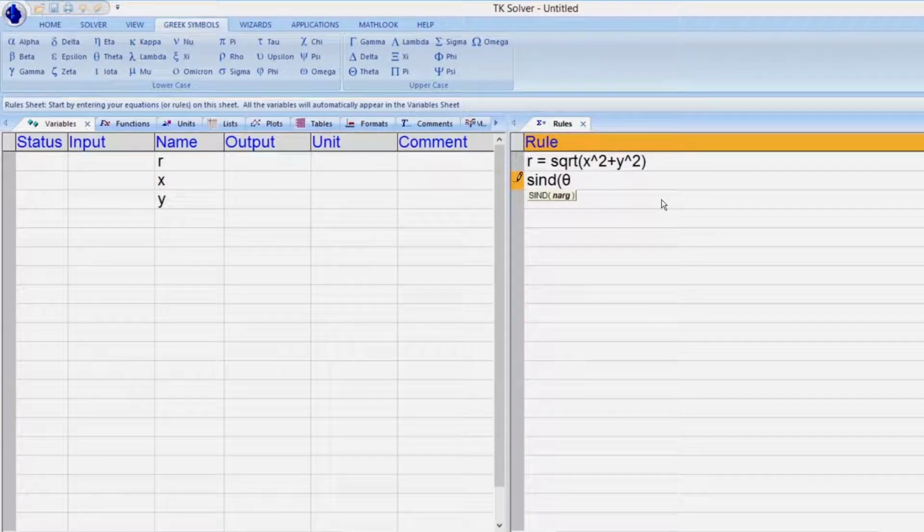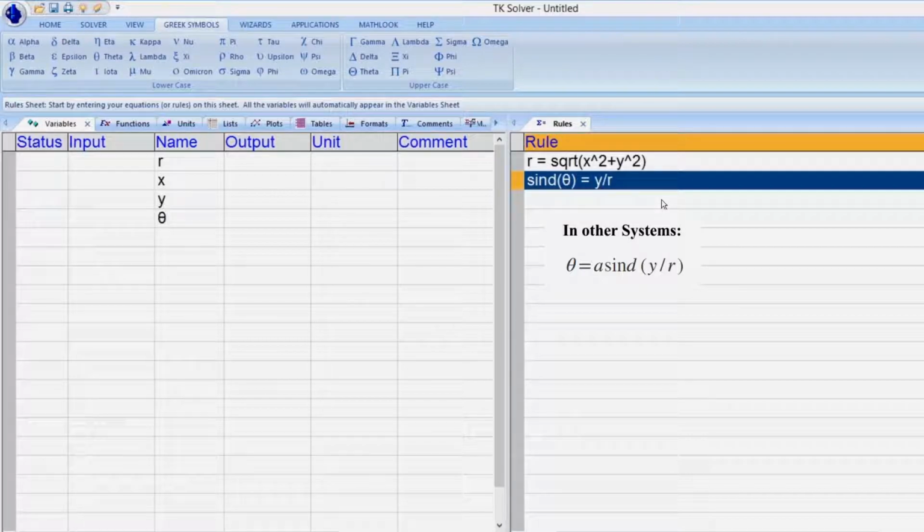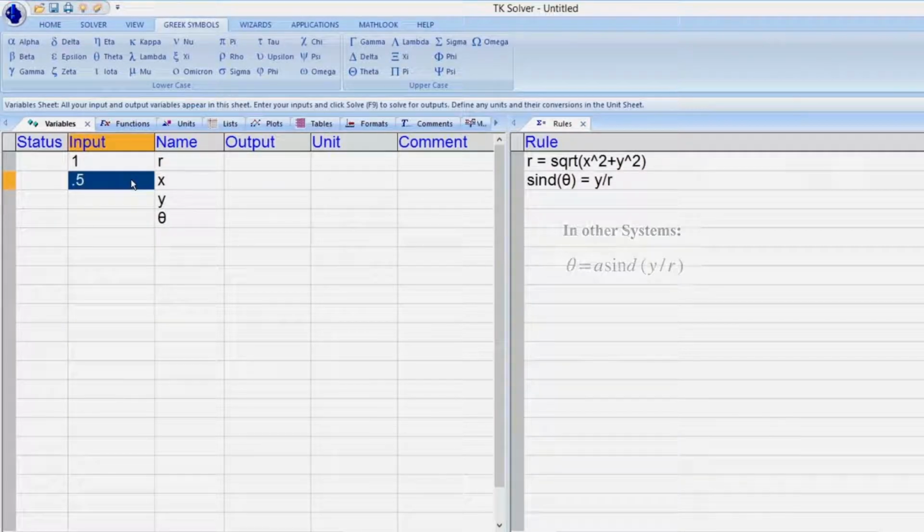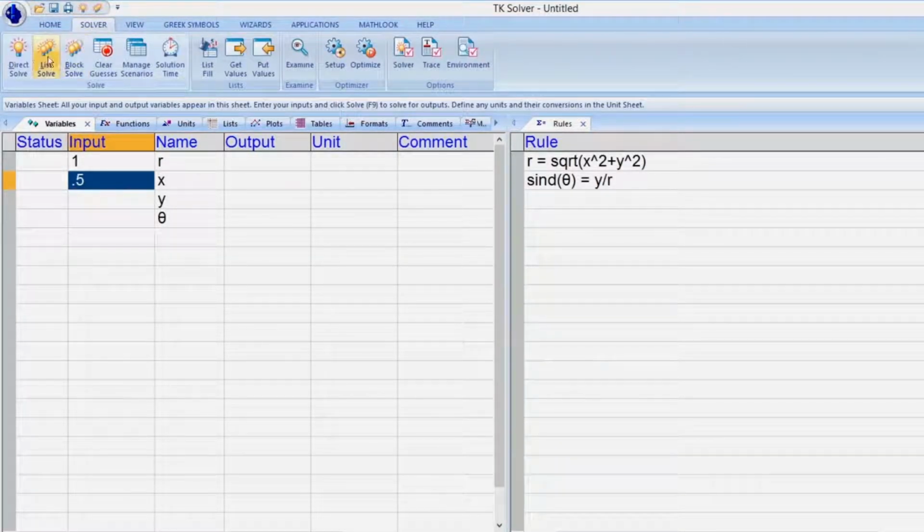In other systems, the unknown variable in an equation must be isolated. So if we were solving for theta, then we would need to use an equation such as this one. With TK Solver, we simply tell it what we know, how we know it. TK Solver reports the value for theta as 60. 120 and 420 would also be valid solutions.